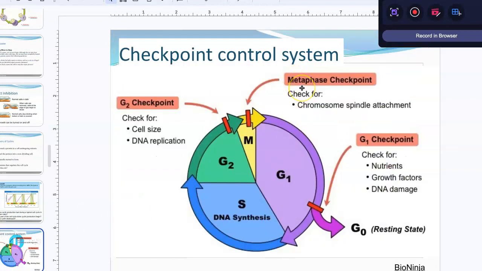This is the checkpoint system, which we saw in the Edpuzzle. And a reminder, we have different things that happen at each checkpoint. You have to check to make sure that there's nutrients, that the DNA is not damaged, and that the growth factors are present at the first checkpoint, G1.